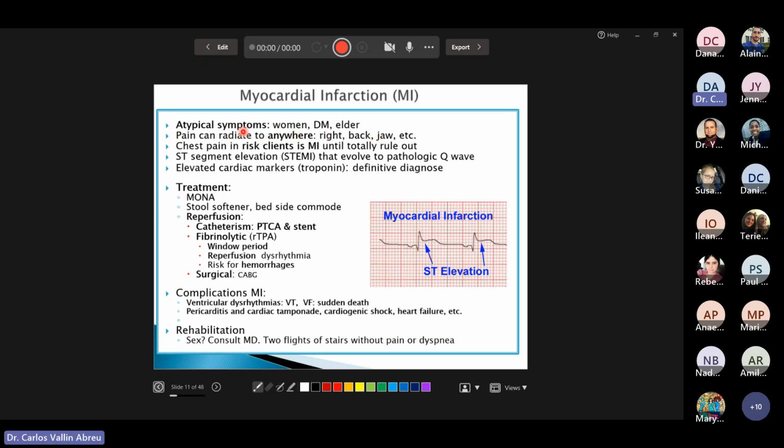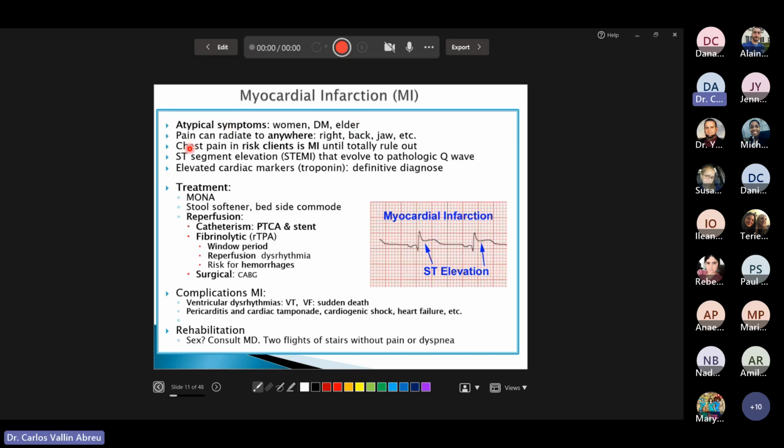But there are also clients that could have a myocardial infarction without chest pain. What they experience could be digestive symptoms like nausea, indigestion, and bloating, or mainly a sensation of shortness of breath, or extreme muscular fatigue, physical fatigue. These atypical symptoms of myocardial infarction are more common in women, in diabetic clients, and in the old patient.